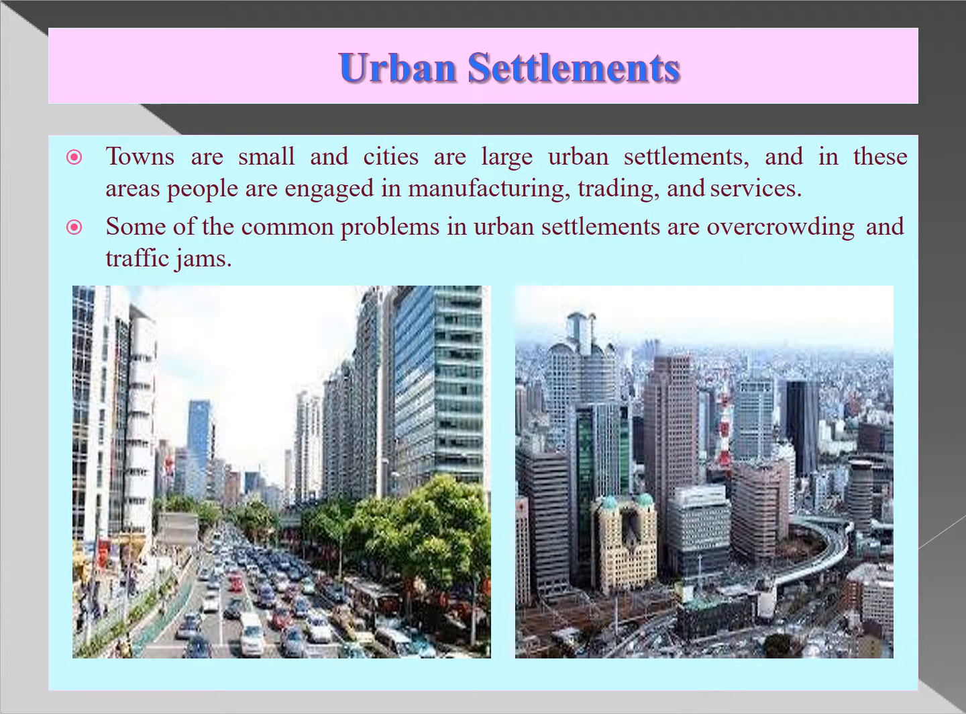The next one is urban settlement. Now, what is an urban settlement? Towns are small and cities are large urban settlements, and in these areas people are engaged in manufacturing or trading or any other business or service. And the common problems here are overcrowding, as you can see in the picture, and huge traffic jams. So, this was about urban settlement.